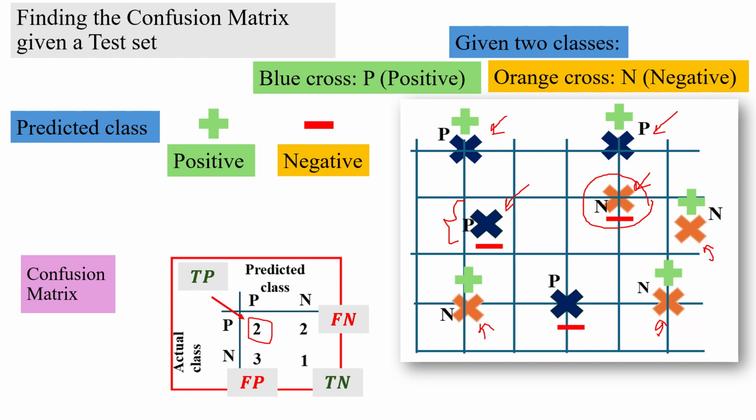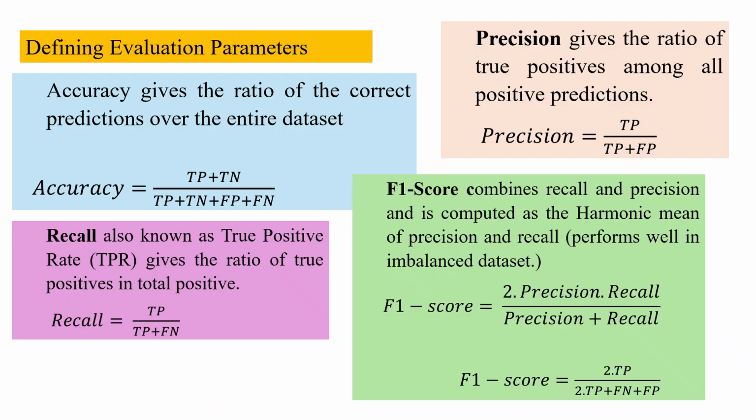Now we go on to the definition of parameters. So the evaluation parameters, our most often heard word of accuracy. Accuracy is what? All the correct predictions, which is TP plus TN. Okay, it was positive, identified as positive. It was negative, identified as negative. So TP plus TN added, divided by the whole of the data set. So this is accuracy.